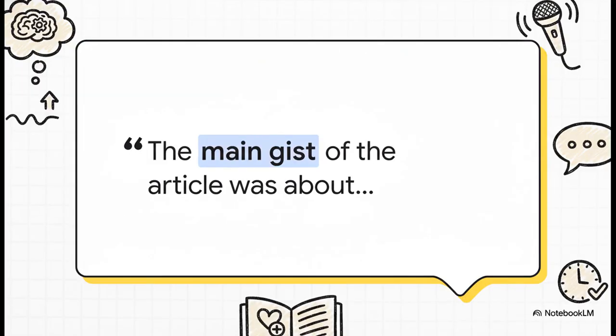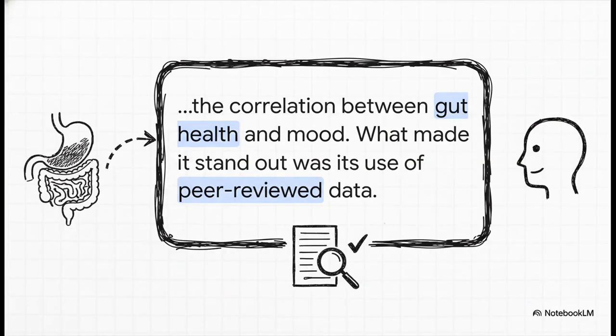And here's a fantastic way to start that summary. Using a phrase like the main gist, it just sounds so much more natural and fluent, doesn't it? It's a big step up from something basic like the main idea was. Now, the real key here is to add those specific details. Please, don't just say the article was interesting. That doesn't tell us anything.